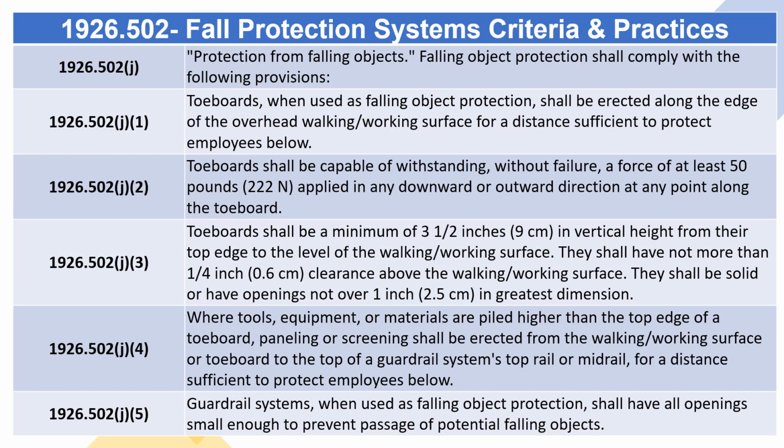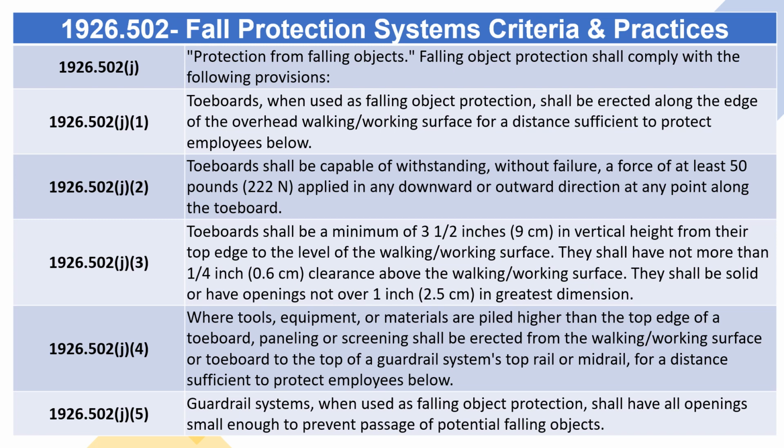1926.502(j) Protection from falling objects. Falling object protection shall comply with the following provisions. 1926.502(j)(1) Toeboards, when used as falling object protection, shall be erected along the edge of the overhead walking/working surface for a distance sufficient to protect employees below.